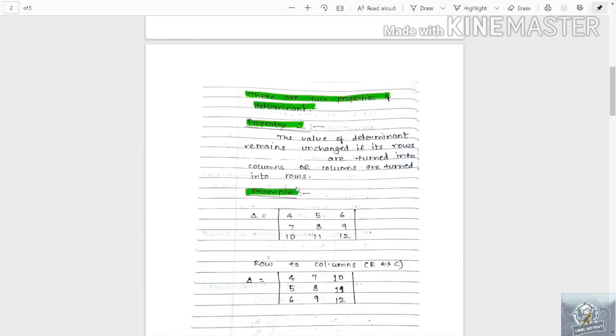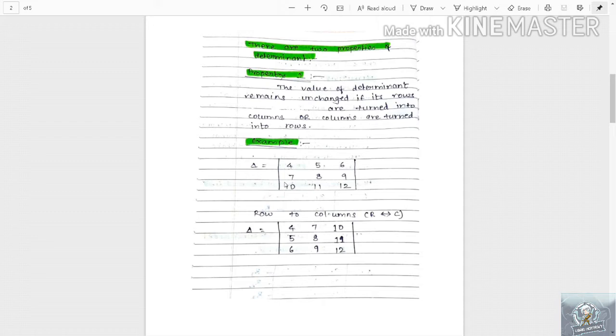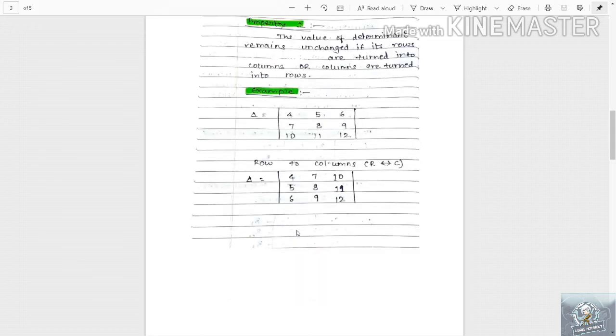There are two properties of determinants. Property 1 says us that the value of a determinant remains unchanged if its rows are turned into columns or columns are turned into rows. Here I have written one example: 4, 5, 6, 7, 8, 9, 10, 11, 12. This is 3 into 3 matrix. Here row is interchanged into column, but the value will not change. The value will be same.